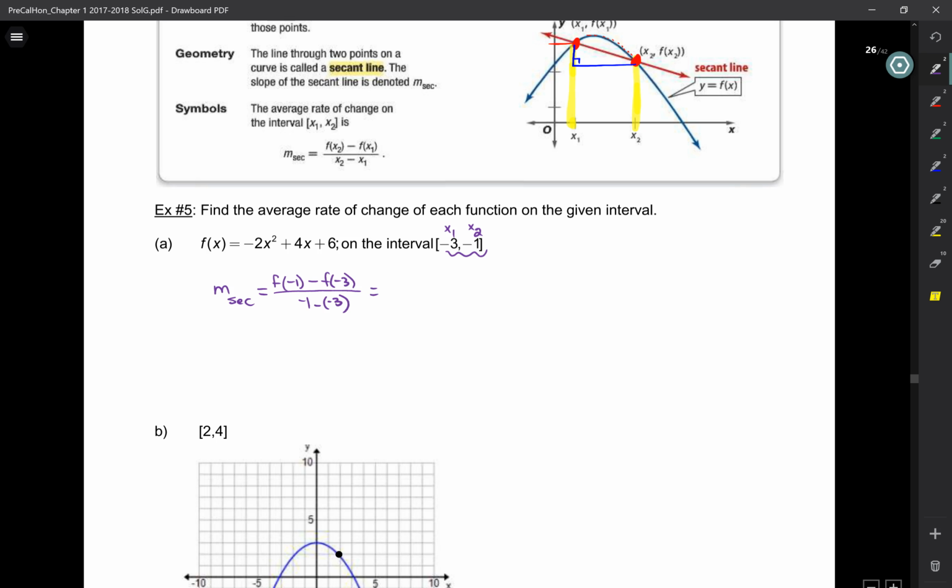So f of -1, if we plug a -1 into that function, how much is it? -2 minus 4 plus 6, is that 0? Minus f of -3, so it's -2 times 9, -18, minus 12, plus 6. How much is that? Is it -24? -24. So it's positive 24 over 2. So that's 12.